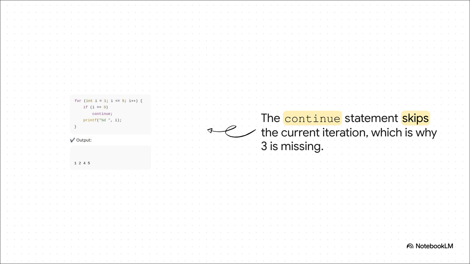Now, watch what happens when we swap break for continue. The setup is identical, but the behavior is totally different. When i equals 3, the continue statement tells the loop, you know what? Just skip the rest of this round and head straight for the next one. So it never gets to the print statement for 3. It just jumps to the update, i becomes 4, and the loop carries on. And that's why the number 3 is missing from our output.